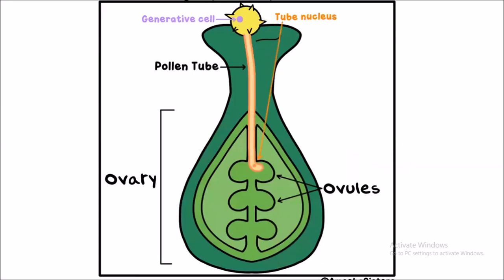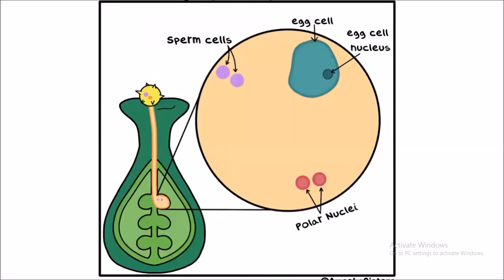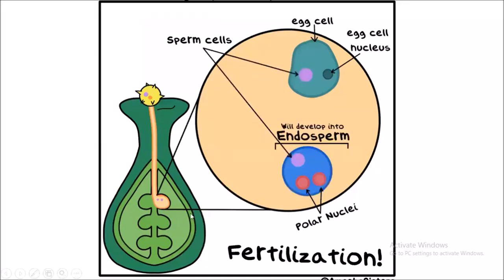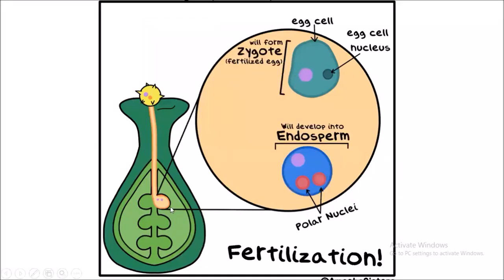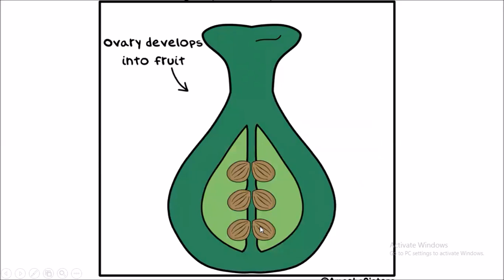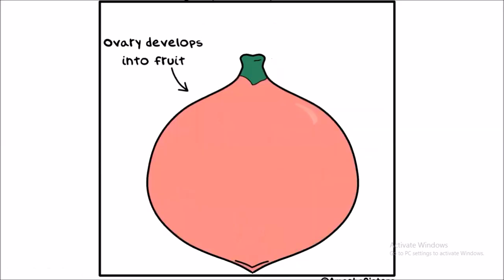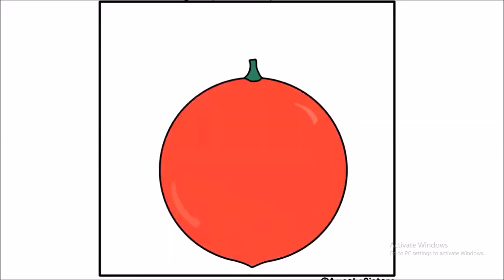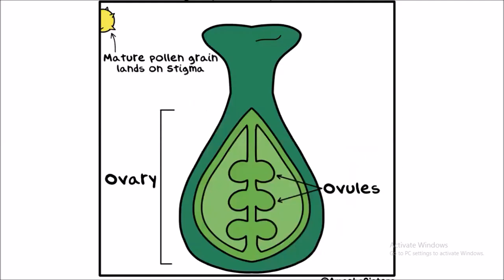Again, the pollen joins the egg. These are the egg cells. After joining them, they will form seeds. When the seeds are formed, the flower will develop into a fruit.